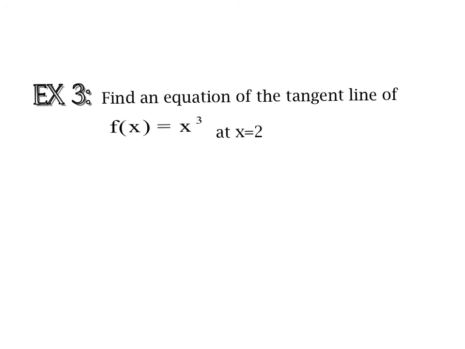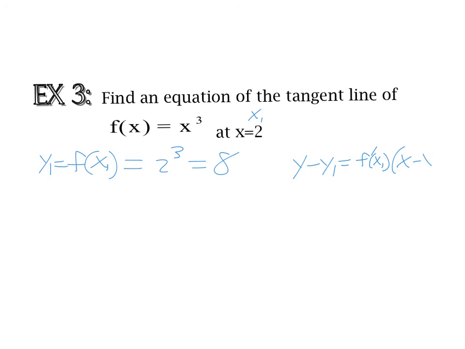What if they give you a problem like this where they only give you one x value? So you have x1, but what about y1? Well, y1 is really just equal to f of x1, not f prime of x1, just f of x1. So you just plug it in. What's 2 cubed? Well, 2 cubed is 8. So we just found the y1. All right, so again, we're going to use point slope form. y minus y1 equals f prime of x1, which is our slope, times x minus x1.